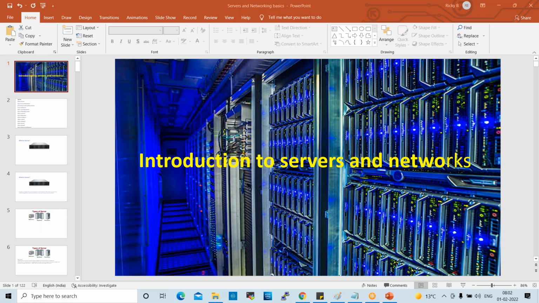So yesterday we discussed server architecture, right? Today we are going to discuss networks. What is a network? Types of networks, right? So how many networks are there? How the traditional networks work? If you understand this, you can easily understand cloud networks, right?